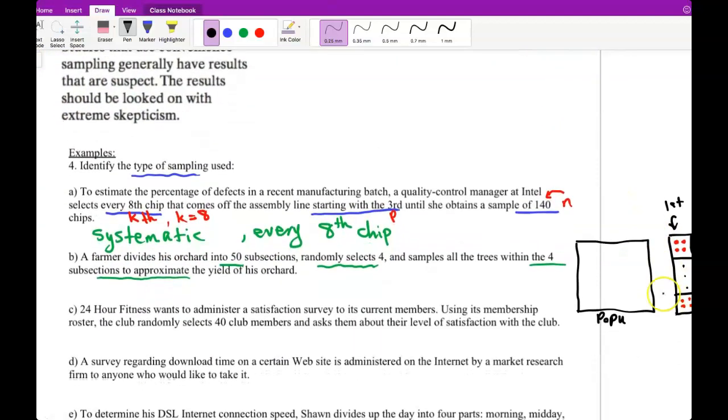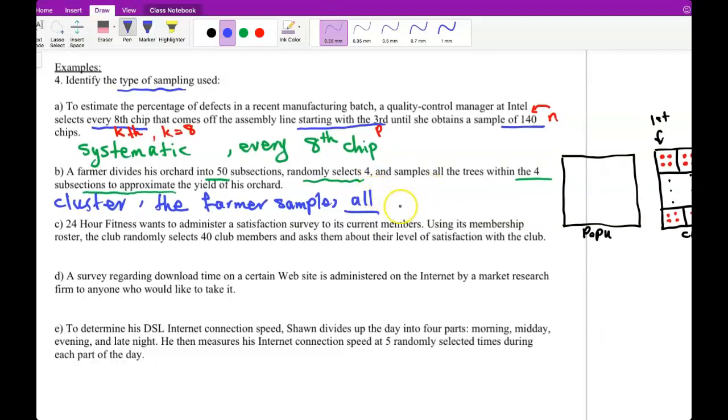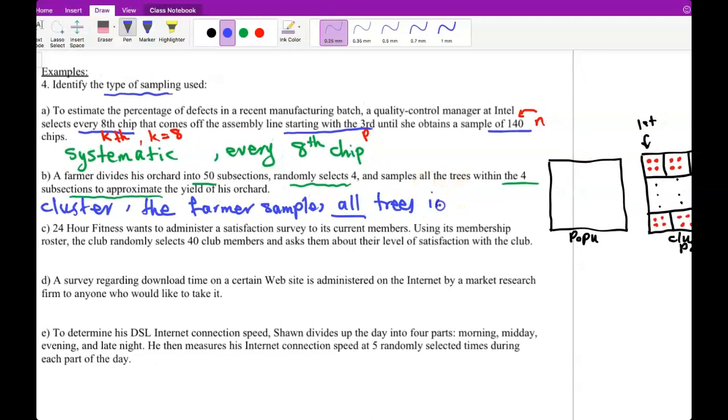You don't need to draw these. You only need to know what type of sampling we have. So this is cluster. So the farmer samples all the trees in each section.